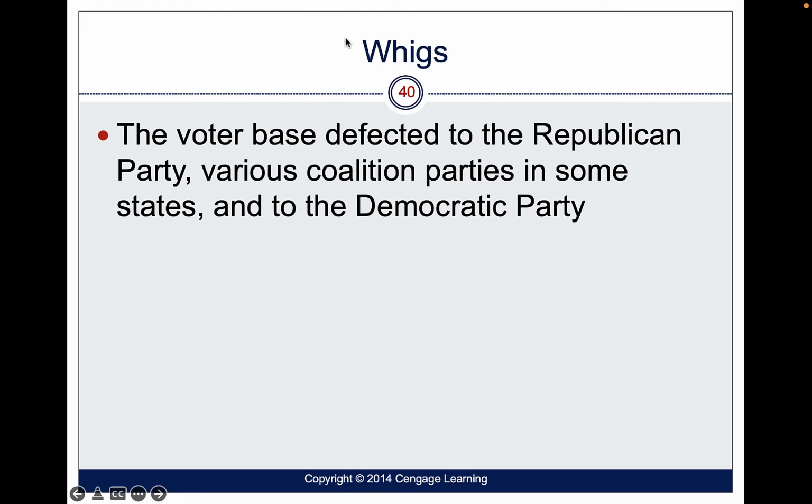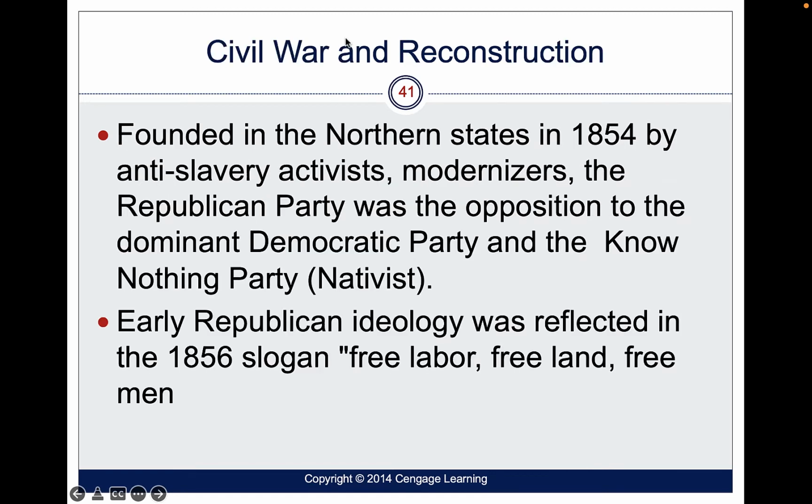When we saw the Whig Party break up, the voter base defected to the Republican Party, and various coalitions stayed and formed back into the Democratic Party. We're going to actually see the evolution of the Republican Party and the Democratic Party in a bit.